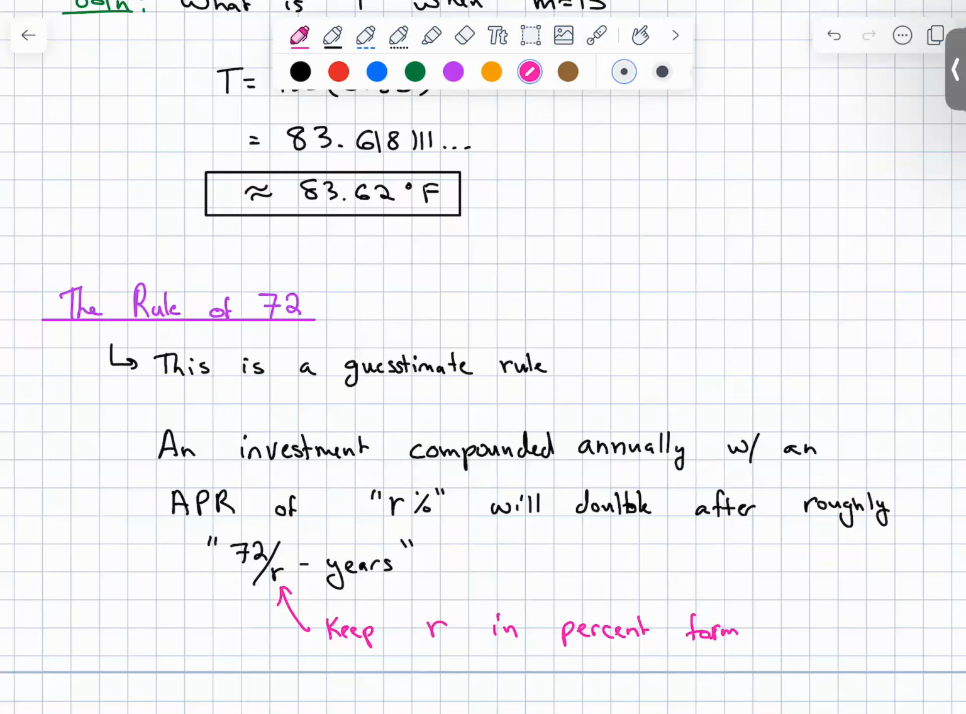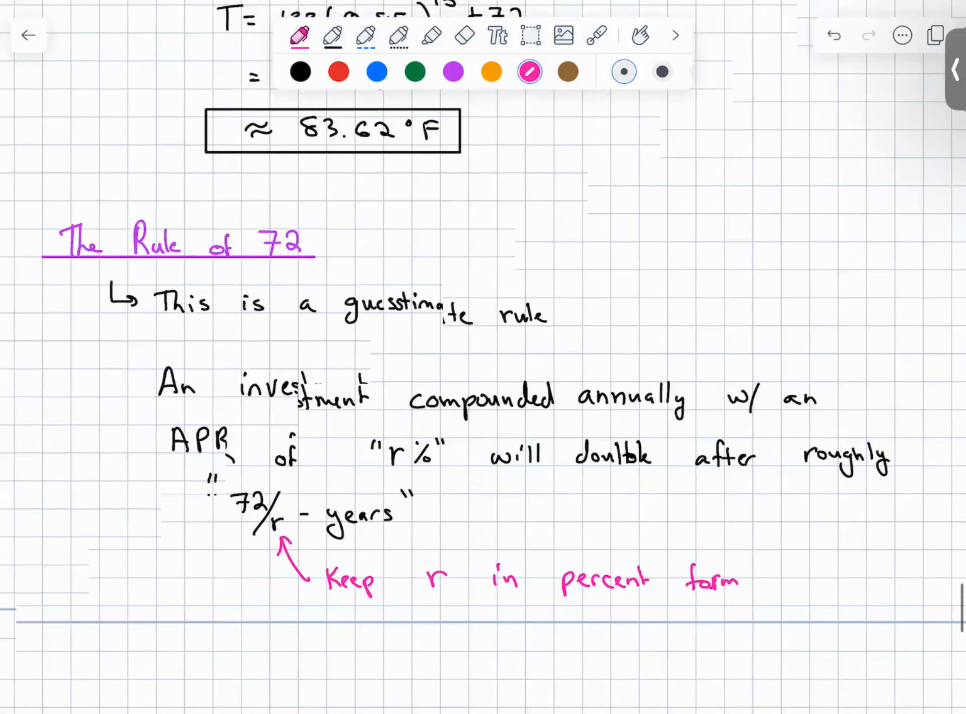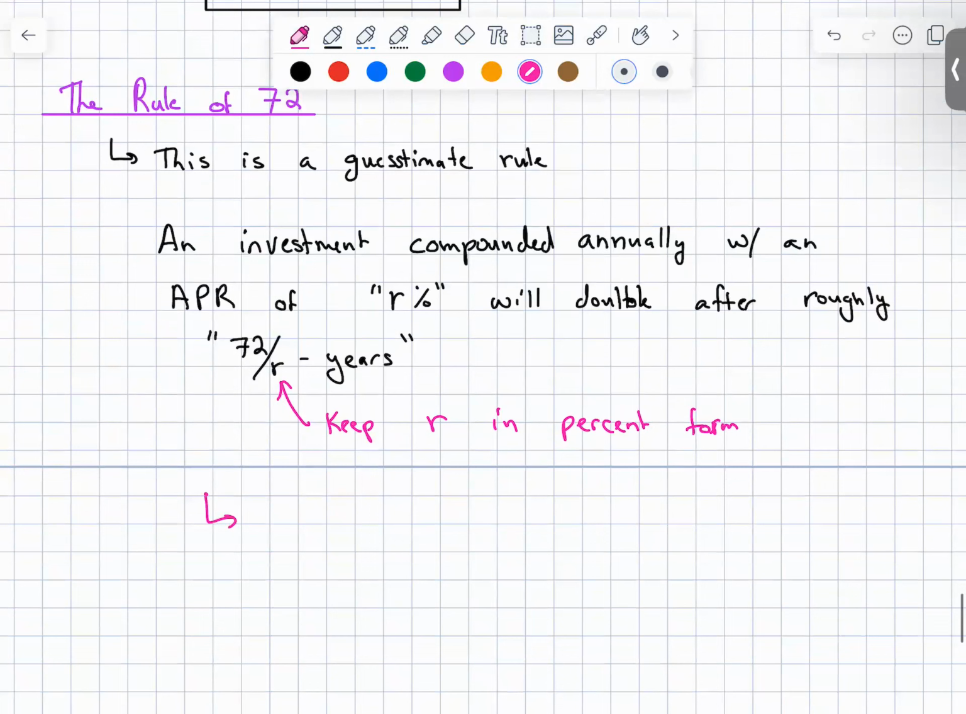So essentially, shorthand, doubling time is approximately 72 divided by R. That's the rough guesstimate.